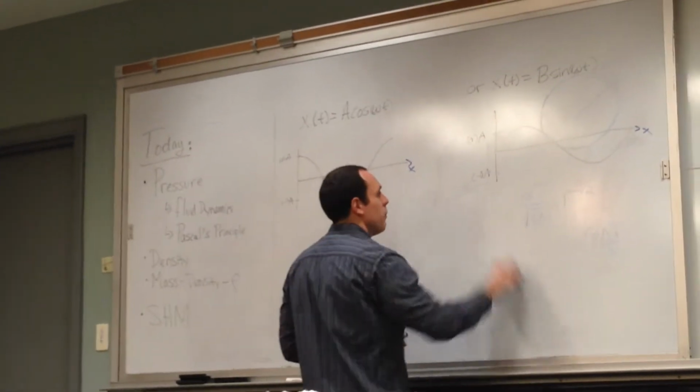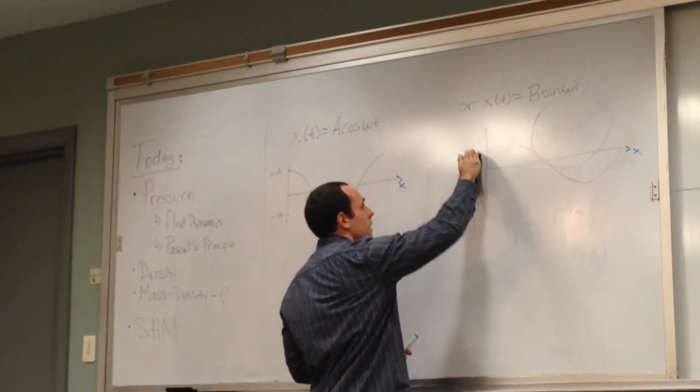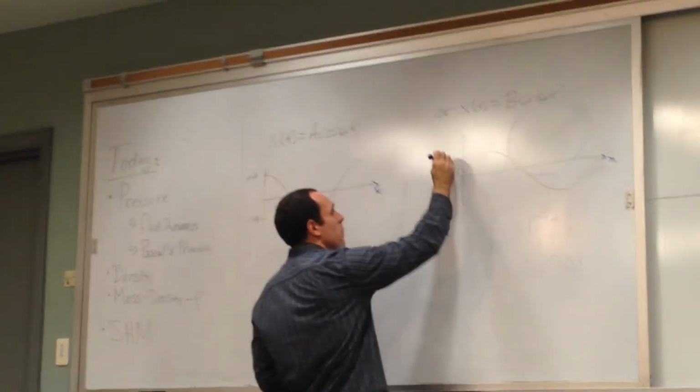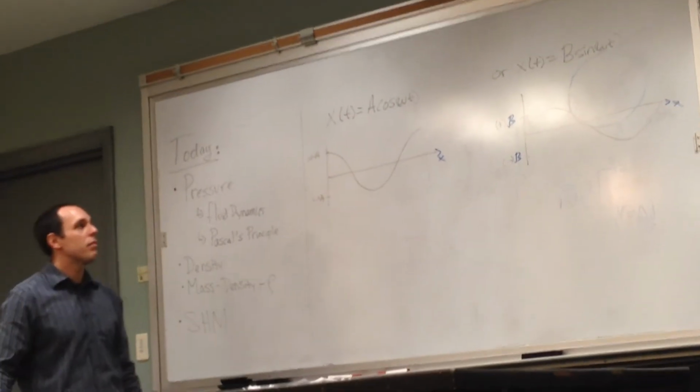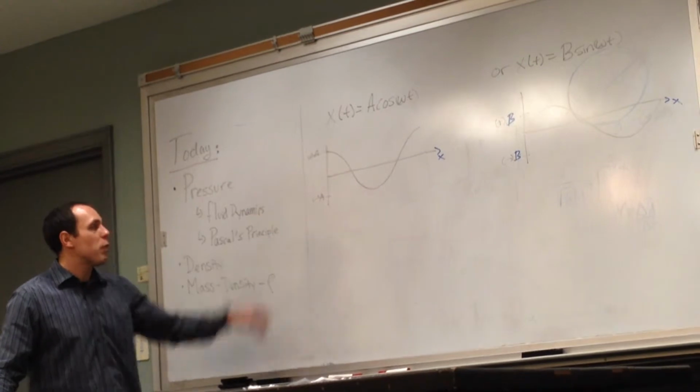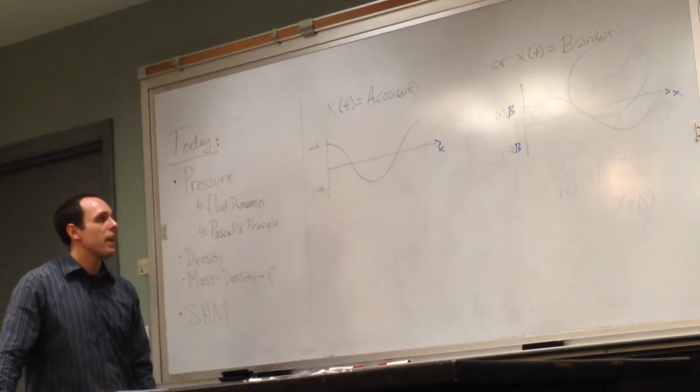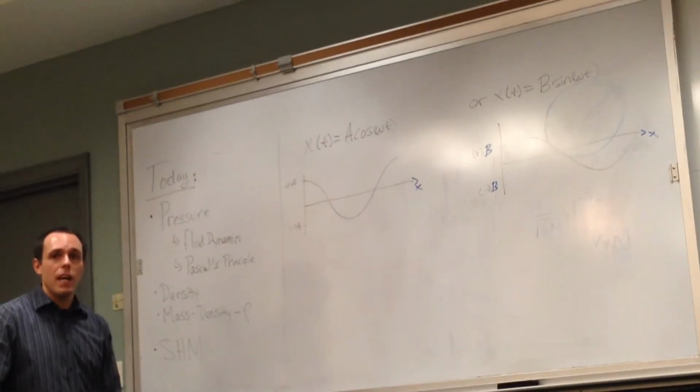So, let's see, I've made a mistake here. Times the sine of omega t. And here I've drawn these general equations for you. Cosine graph and sine graph, where they're bounded between the positive and negative values of their amplitude, A and B, respectively.